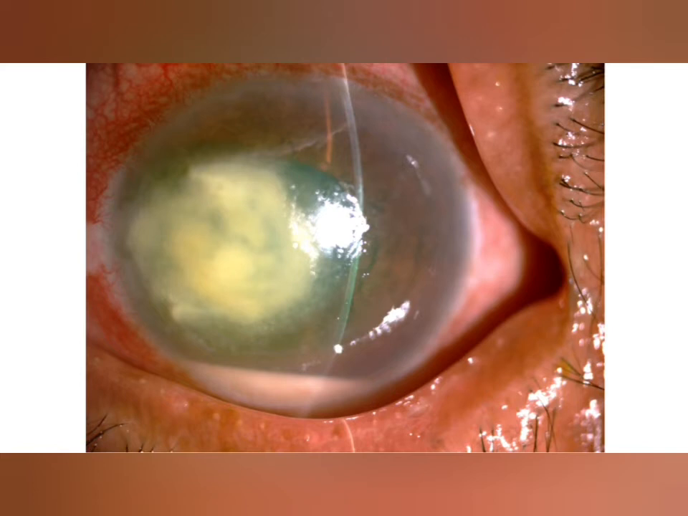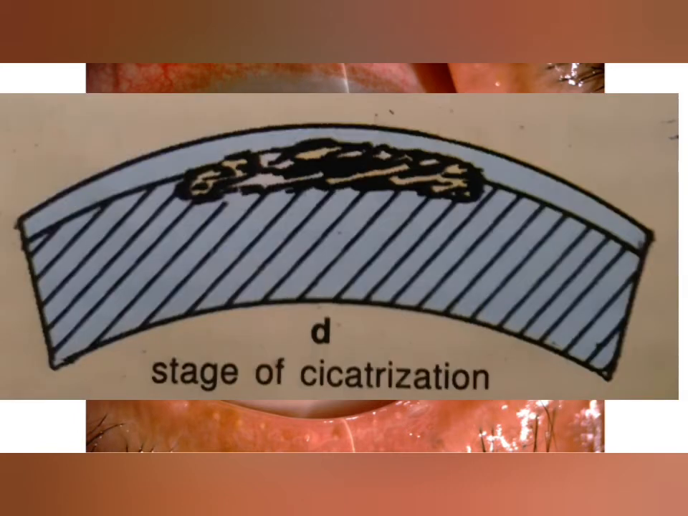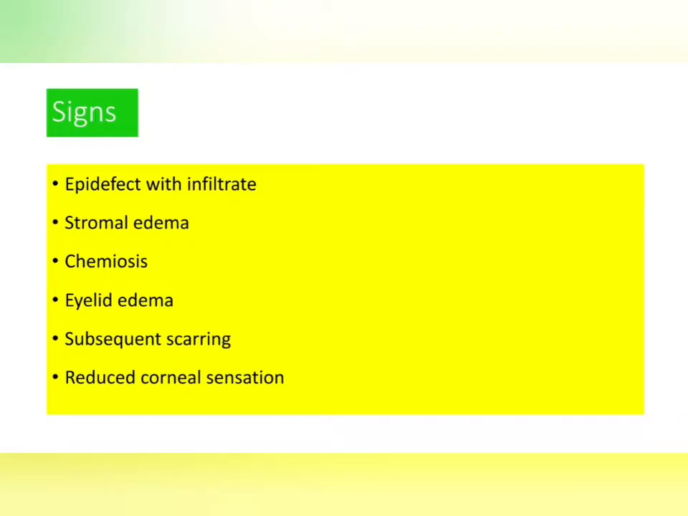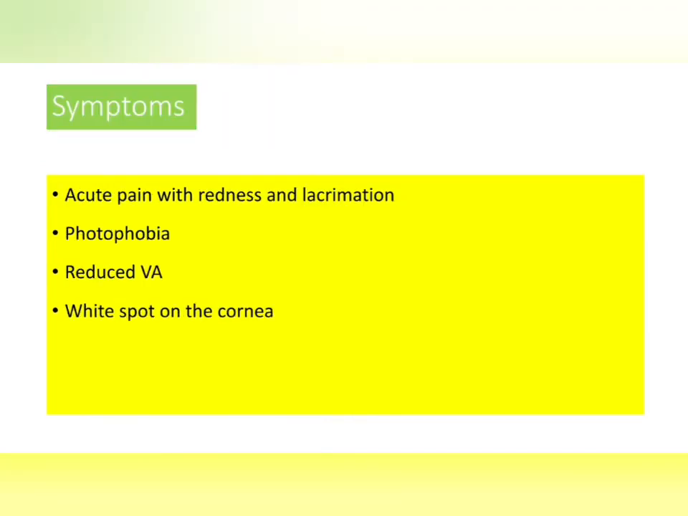And in the last stage, that is cicatrization, it means the healing that will lead to healing of the corneal surface, where there is proper reforming of the epithelium. So it leads to scar formation on the corneal surface, starting from nebula, macula, leucoma, depending on the density of the corneal structures. Okay, so now let us move to the symptoms of this keratitis.